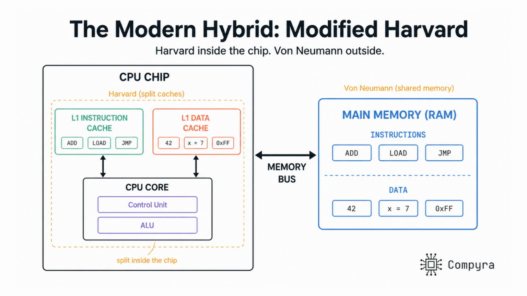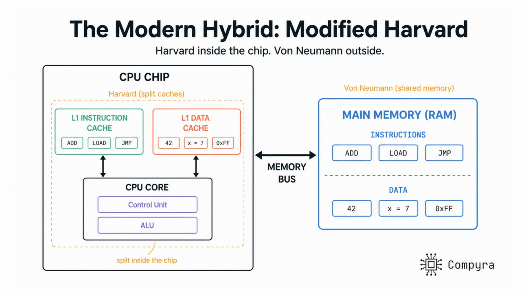Modern processors, your laptop's Intel or AMD chip, the Apple Silicon in a MacBook, the ARM chip in your phone, they don't strictly follow von Neumann or Harvard. They use a clever hybrid called the modified Harvard architecture. Look at the diagram. On the right, you've got main memory, your RAM. And just like classic von Neumann, that RAM holds both instructions and data together in one shared space, reachable through one memory bus. From the outside, the system looks von Neumann.